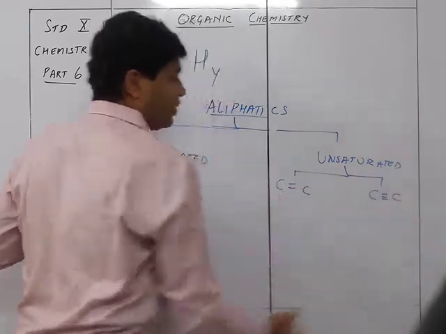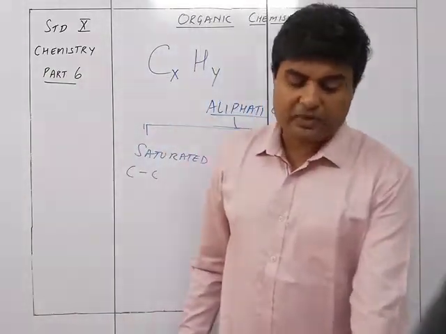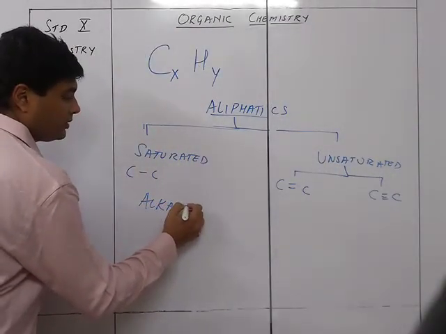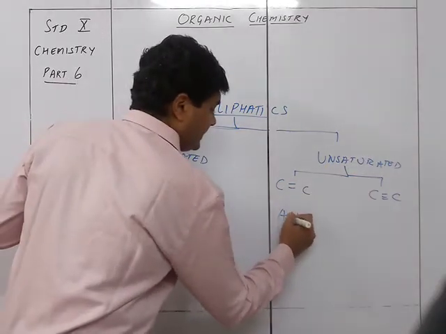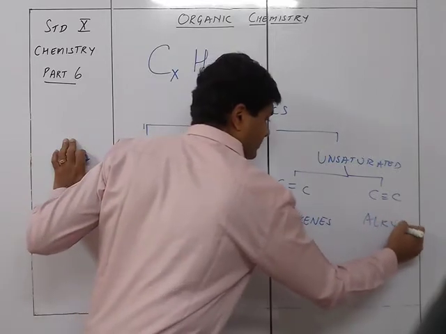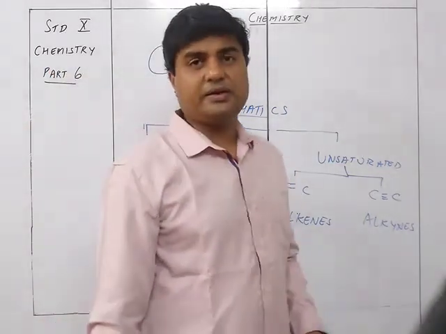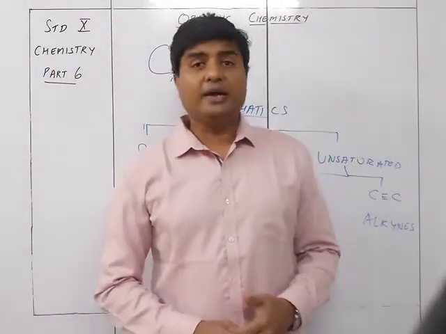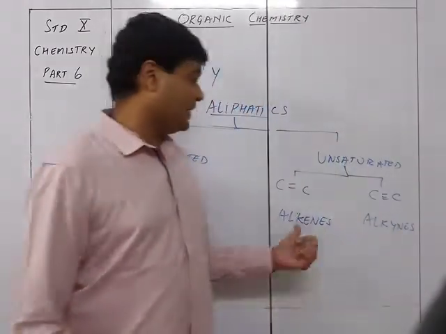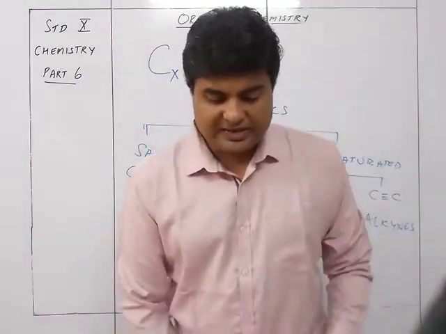So if it is a single bond, double bond or triple bond, accordingly you will be having the saturated hydrocarbons called alkanes. These are nothing but alkanes. These are the alkenes, and these are the alkynes. So these are the three kinds of bonds which are present in carbon to carbon, and accordingly the names of the aliphatic compounds are saturated alkanes or unsaturated alkenes or alkynes. So unsaturated hydrocarbons are the homologous series alkenes and alkynes.